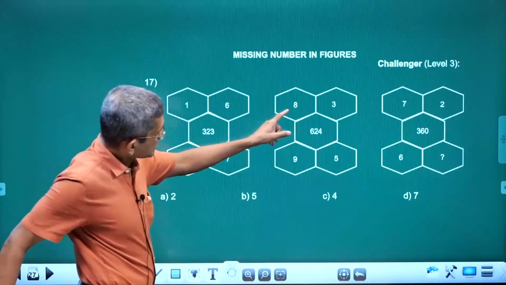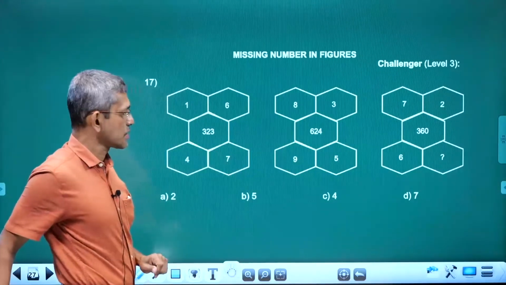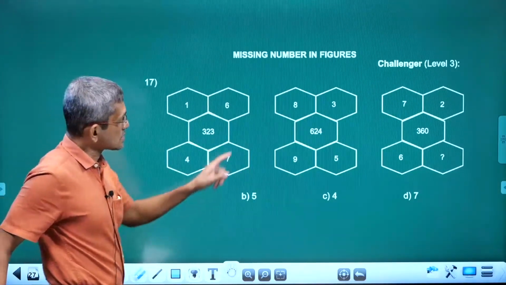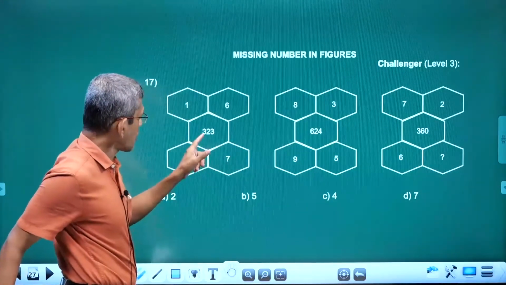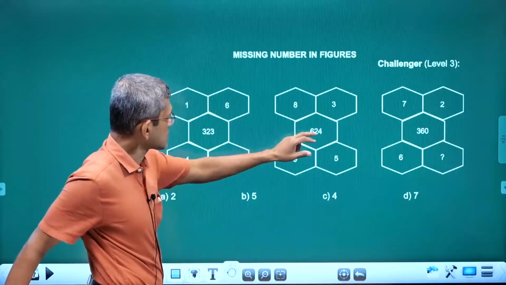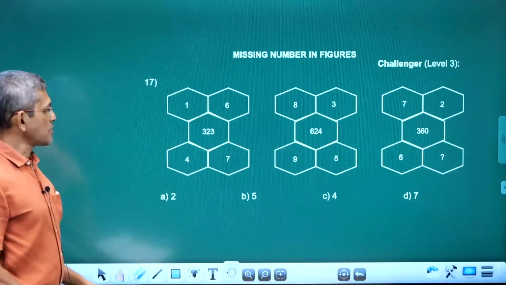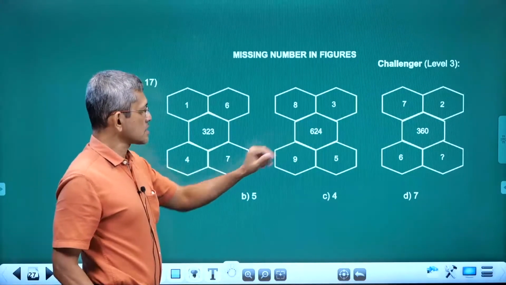How about we have 8 and 3 and we have 9 and 5. We have 624. See that? These are still single digit numbers, but the number in the middle is almost double this number. It's not exactly double, but almost double. 323 and 624. You see that? So how about if you take this number as 323 and this as 624.